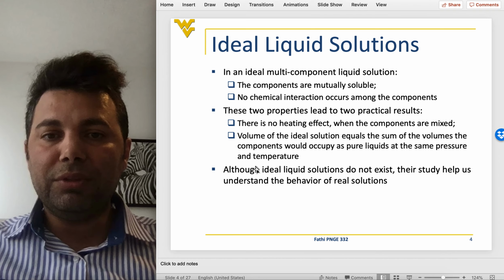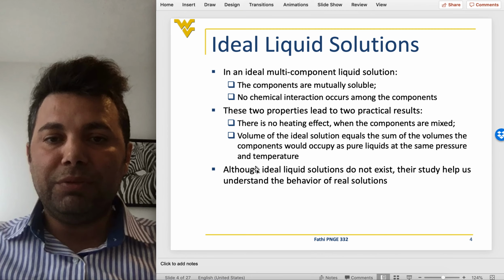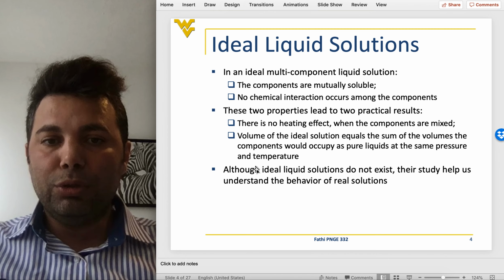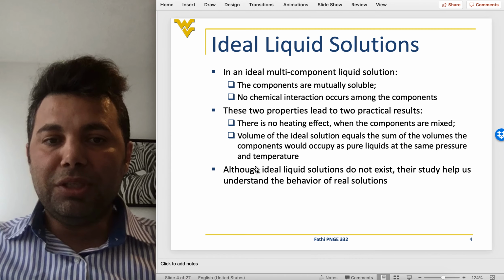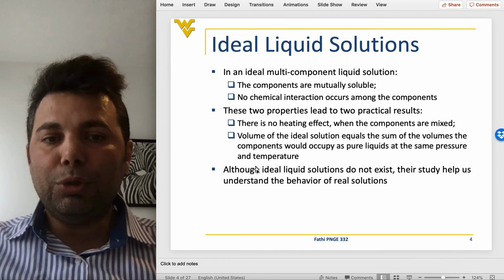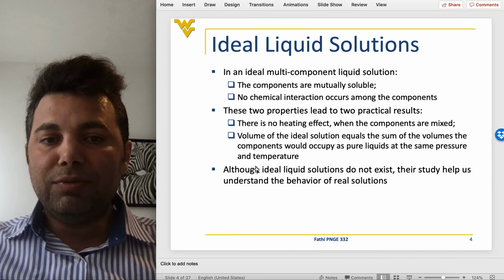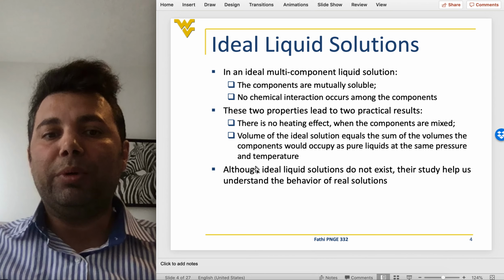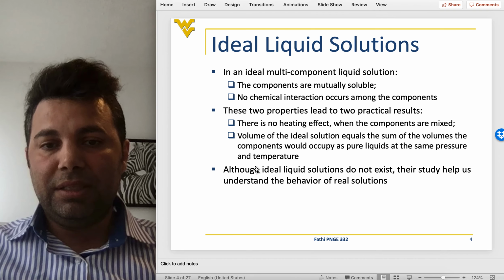So that was one of the conditions. Therefore, there will be no chemical interaction between the components. So the ideal solution is defined as a solution where the components are mutually soluble and there is no chemical interaction, okay? Since there is no chemical interaction, there is no heating effect when the components are mixed. So in this case, the volume of the ideal solution equals the sum of the volumes of the components, okay? So the properties are additive in this case.